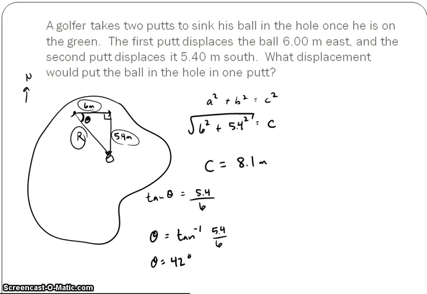So I want to putt the ball 8.1 meters at 42 degrees south of east. I usually say something like south of east to define for the reader where this angle is, where this is east and this is south, so it's south of east.